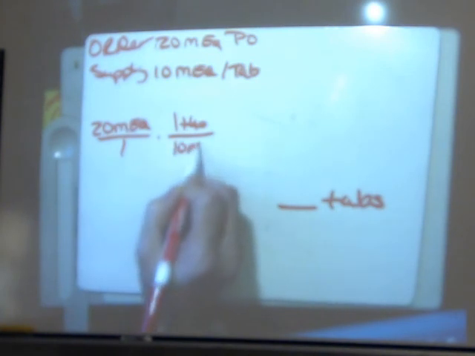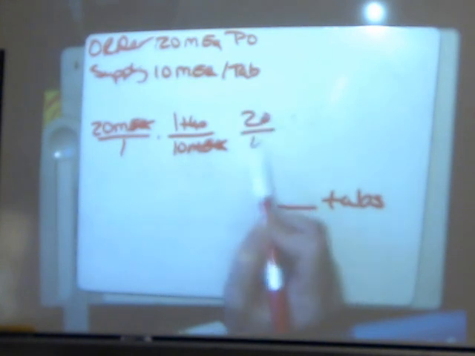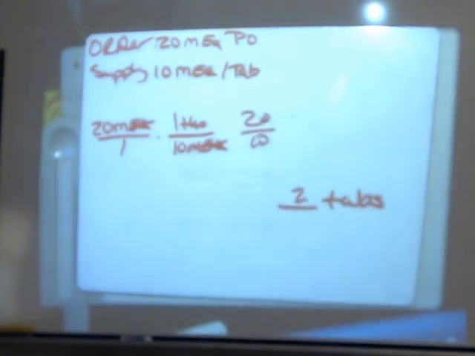Now, you know, it might ask you later on how many tabs you're going to give the whole day. But we're going to figure tabs per dose. So our order is 20 milliequivalents. And what we have on hand is 1 tab that is 10 milliequivalents. So we're going to get rid of our milliequivalents. We have 20 divided by 10, which equals 2 tabs. Okay, guys? So that's how we're going to work through that.